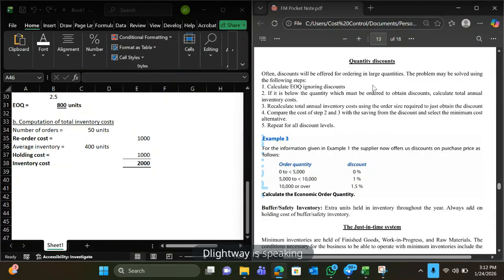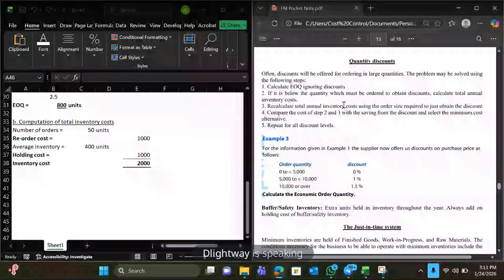Now, there are formulas or steps in doing this. First of all, you need to calculate the EOQ. I'm trying to be fast because of our time. First of all, you need to calculate the EOQ, ignoring the discount. Secondly, if it is below the quantity which must be ordered to obtain discount, calculate total annual inventory cost. Thirdly, recalculate total annual inventory cost using the order size required to just obtain the discount. Fourthly, compare the cost of step 2 and step 3 with the saving from discount and select the minimum cost alternative. Step 5, repeat for all discount levels.